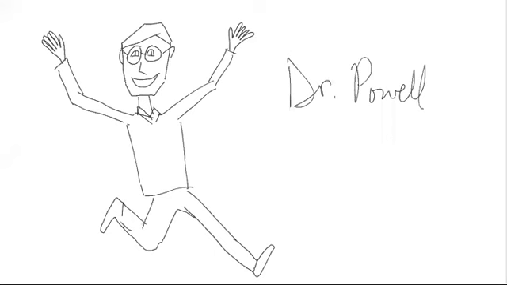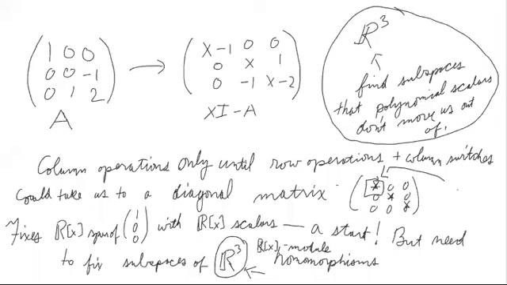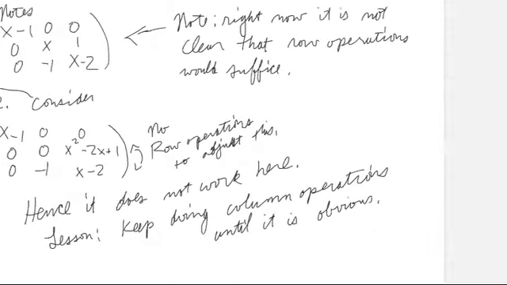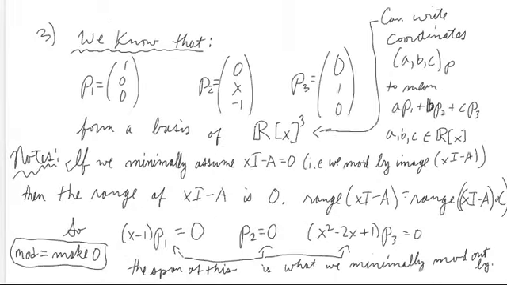Powell. This video is a continuation of the last few where we're looking for invariant subspaces of R3 with respect to the action of a matrix and polynomial scalars, where X represents the action of the matrix. Okay, so we've worked through some steps and we've gone through some notes.